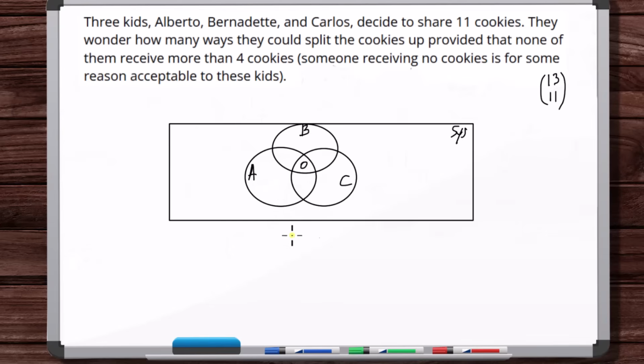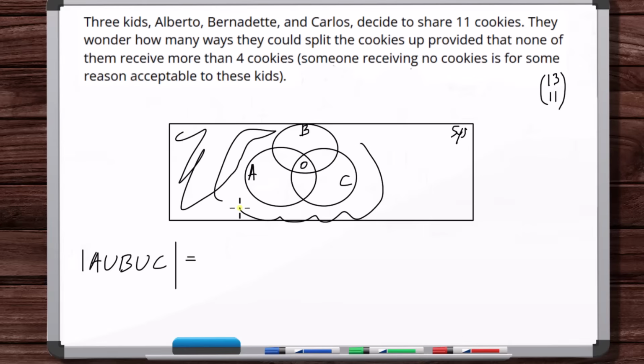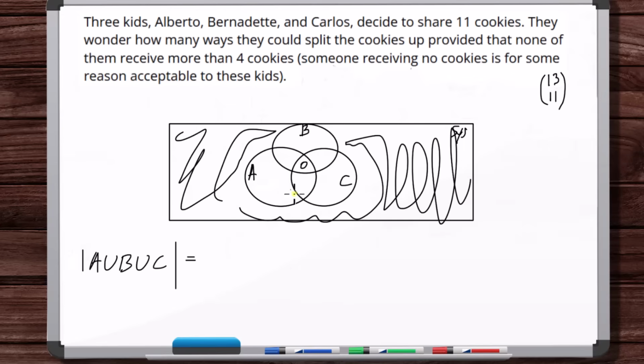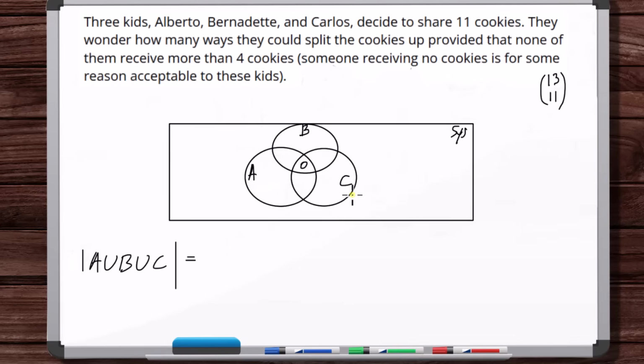Okay, so we're trying to solve for the number of elements in A union B union C, because that's what we want to subtract out from the system. This is our answer. We're trying to subtract out this, but we don't want the duplicates. That's the problem, that's the confusing part, and that's why we need to get the union here.